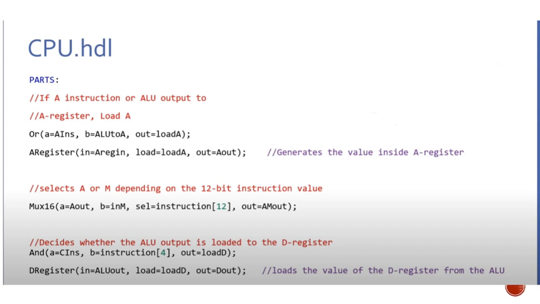Then it selects whether A or M would be fed into the ALU, which depends upon the 12th bit of the instruction value. Further, an AND gate is used, which decides whether the ALU output should be loaded inside the D register or not. The output will only be loaded if both conditions are true, that is, the instruction is a C instruction and the 4th bit of the instruction is 1.